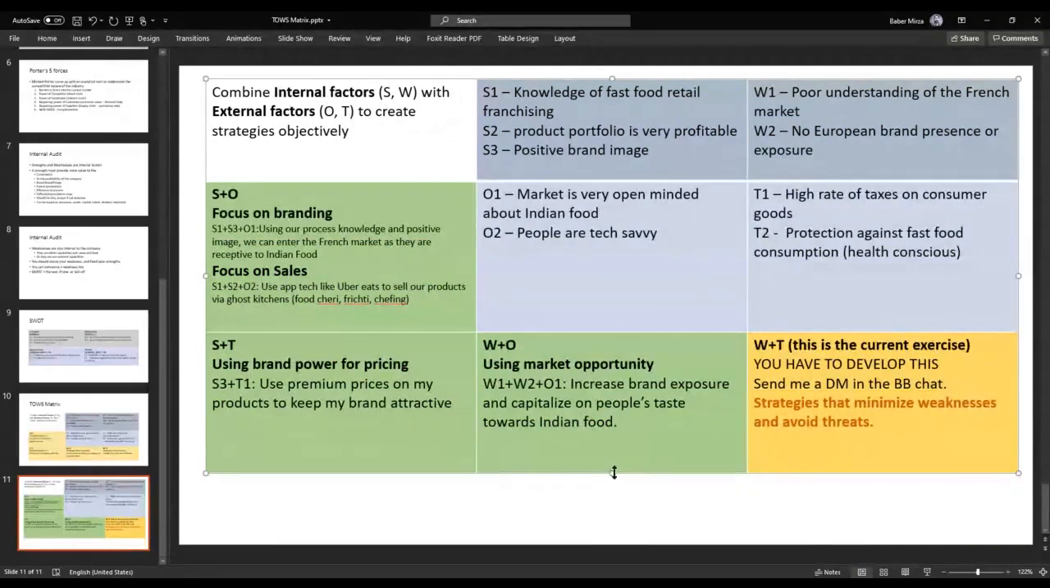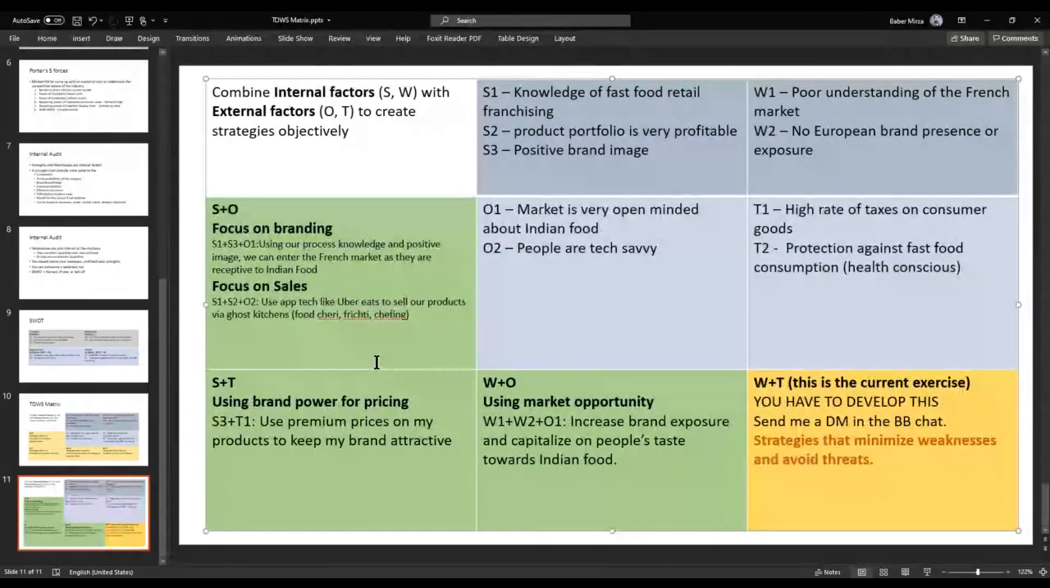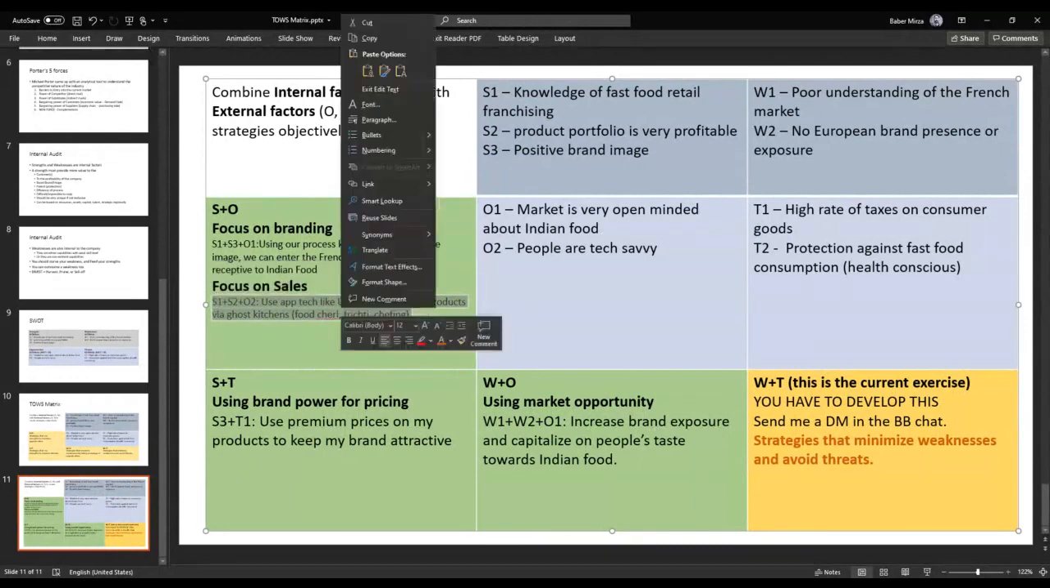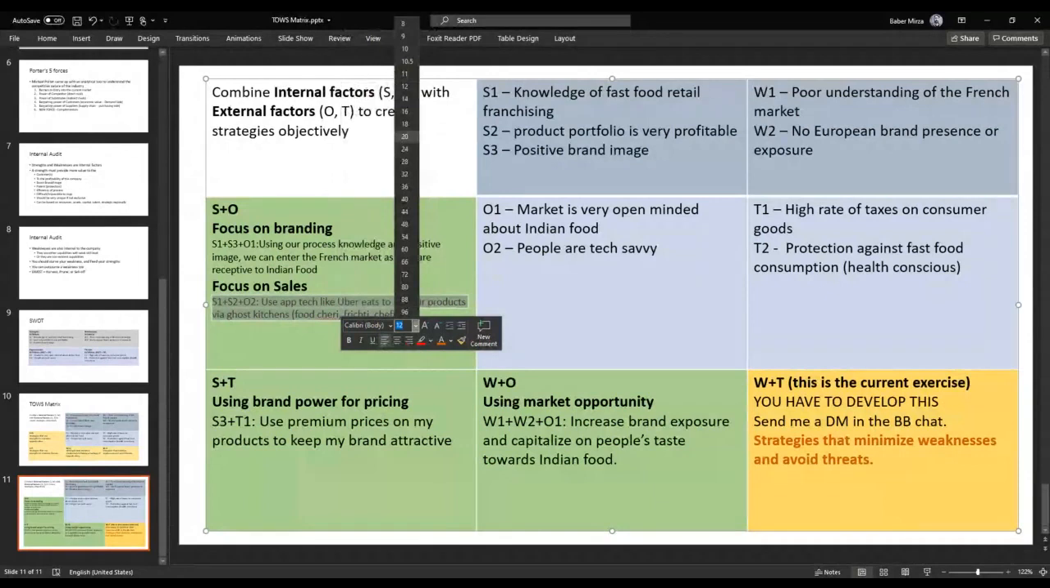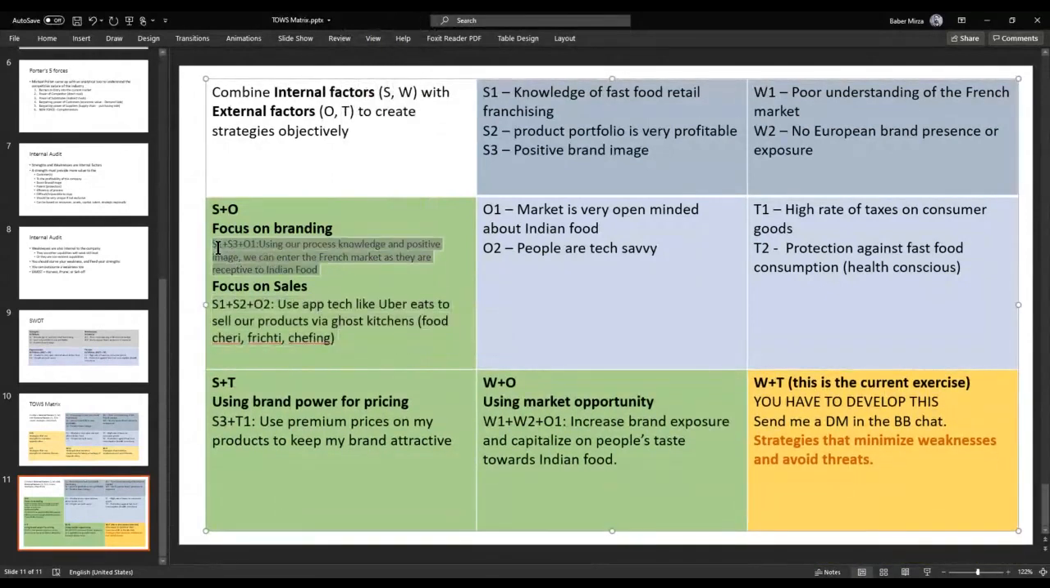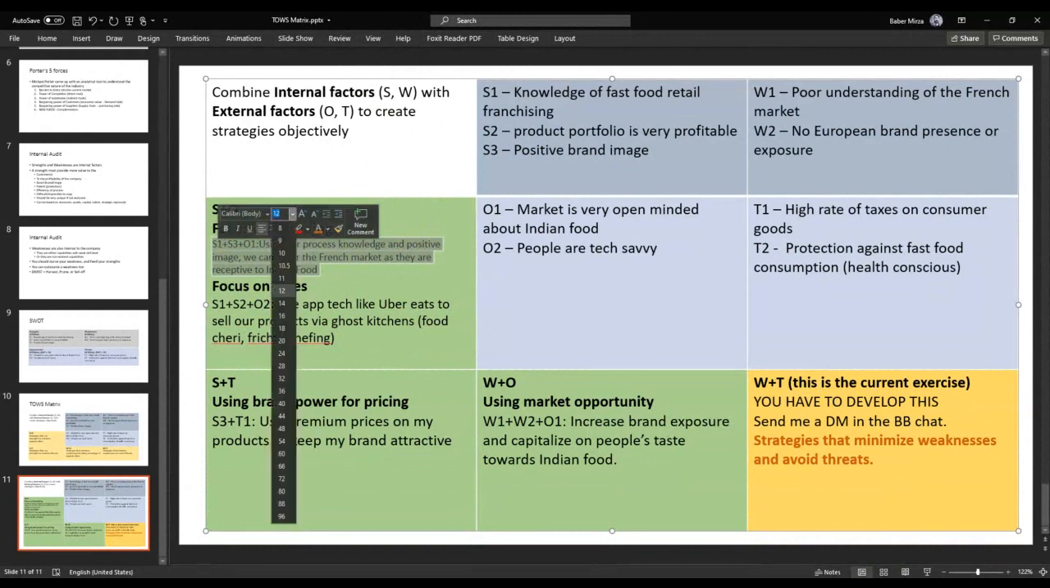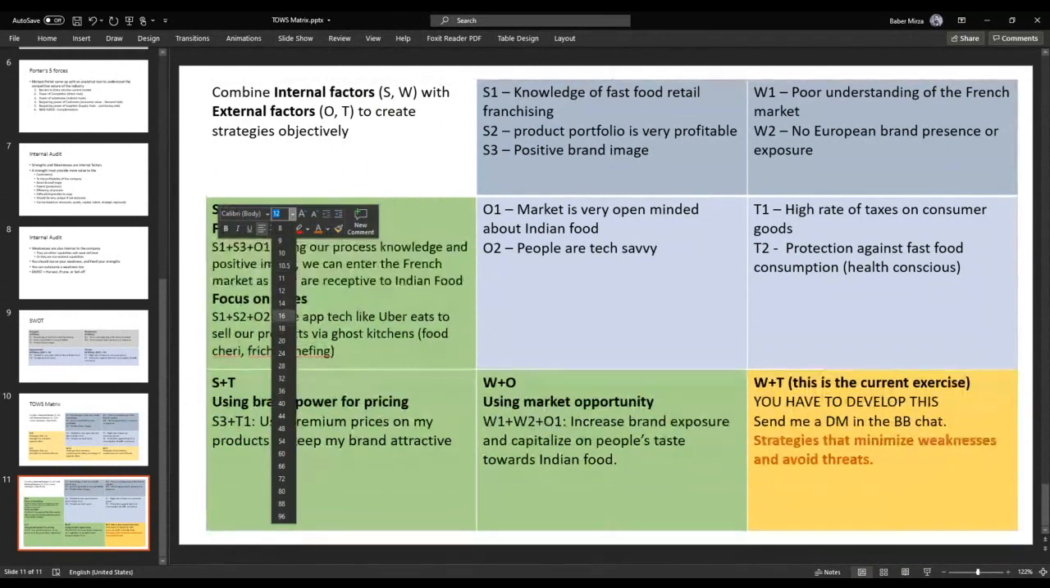Then comes strengths plus threats. The same thing: you use your strength to counter a threat. If you're very good at something, threats can be eliminated very quickly and should be, but you don't have to use that option. But you must enumerate that option, combining a strength to overcome a threat, okay?